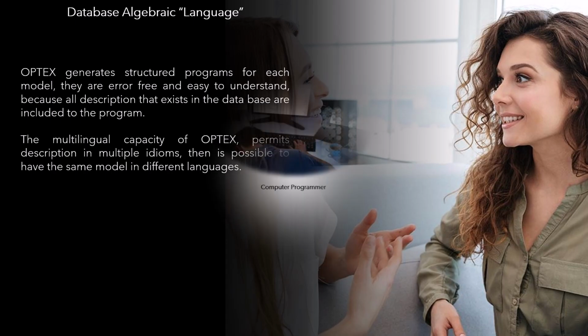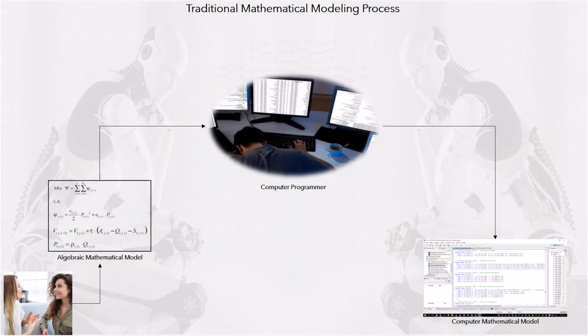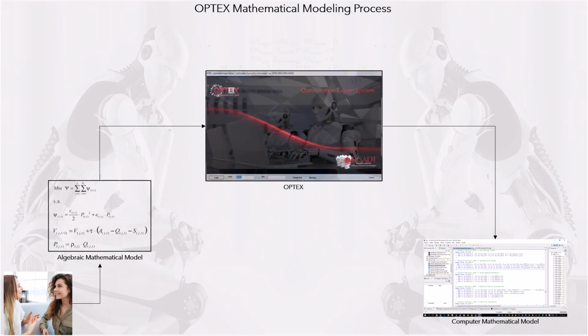The traditional process of mathematical modeling implies that programmers, usually mathematical modelers or data scientists, must make great efforts to implement complex optimization models. The OPTEX mathematical modeling process is divided into 4 stages, aimed at filling the tables of the Mathematical Model Information System, MMIS, and creating and storing the data model of the Industrial Data Information System, IDIS.